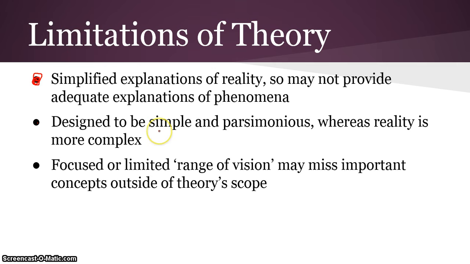What that means is that since they're designed to be simple and parsimonious like that, in other words, focusing on just one or a particular element, they often are only taking a slice of reality, because we know that reality is a much more complex undertaking than simply looking at one or two factors. So that's a real limitation of theory. Reality is complex. Reality has a lot going on. In theory, we try to silo, or we try to take a slice of what's happening and explain that slice. And because we do that, this focused or limited range of vision can actually mean that we miss important concepts out of our particular theory scope.